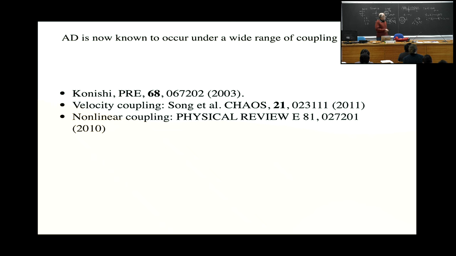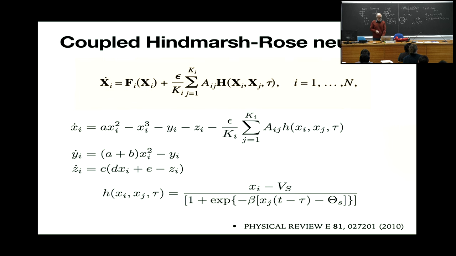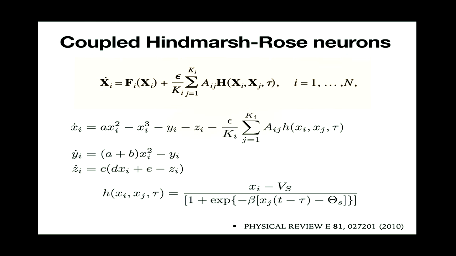Then there was another paper on velocity coupling, and then there was a paper on nonlinear coupling, which I will show you because I was loosely involved. And this is on Hindmarsh-Rose neurons, which I know some of you are looking at. Or is it Fitzhugh Nagumo? You're looking at Hindmarsh-Rose. Fitzhugh Nagumo. All of a family, right?